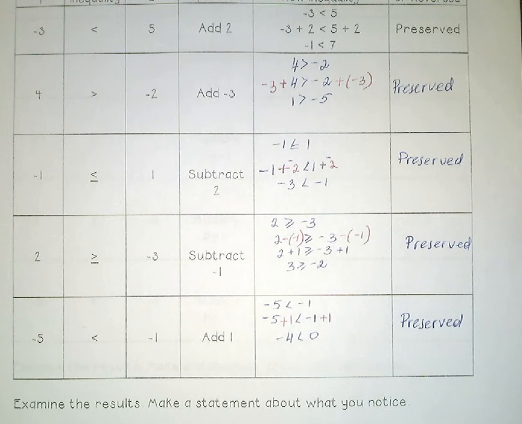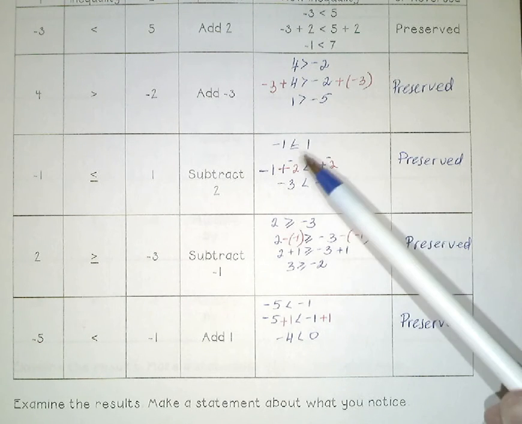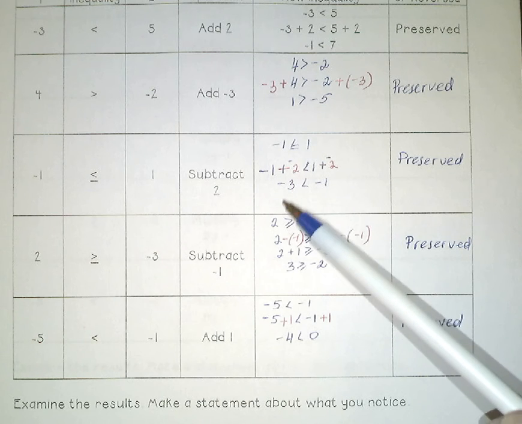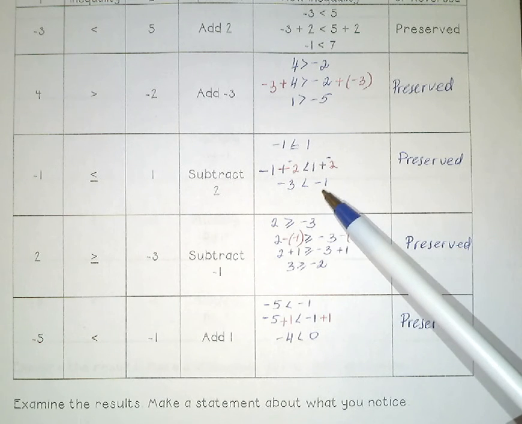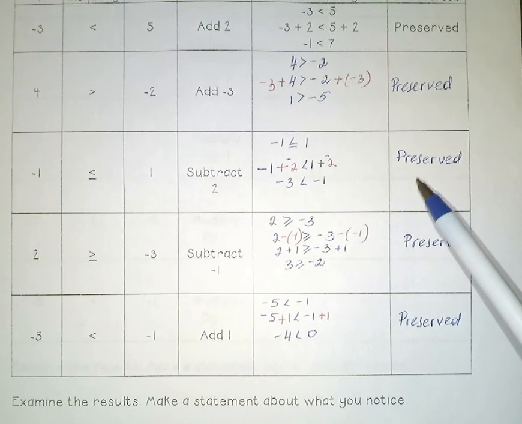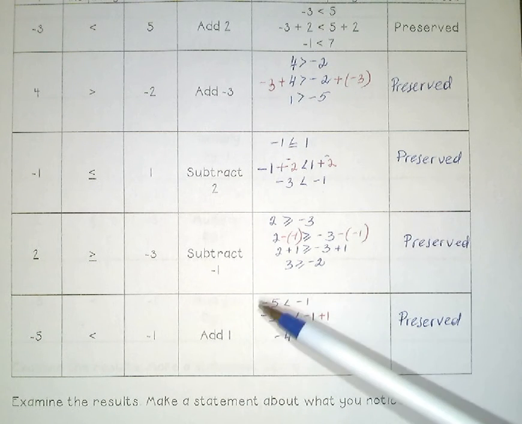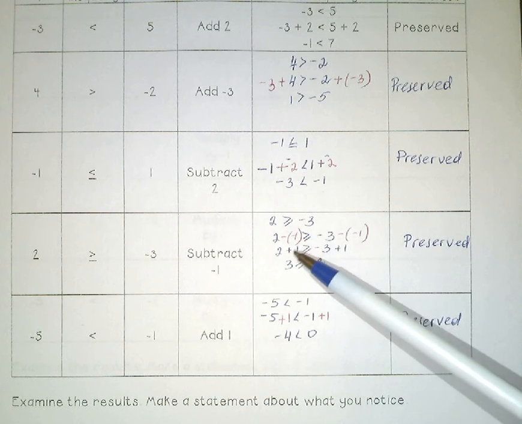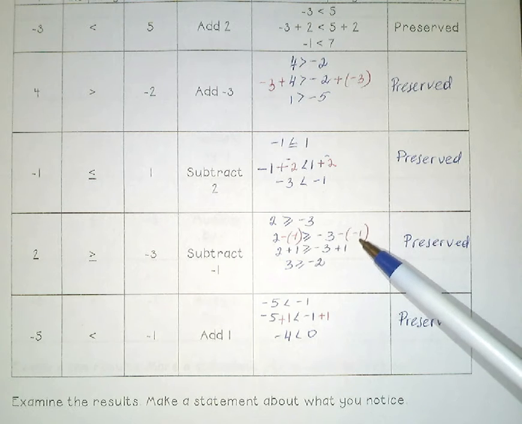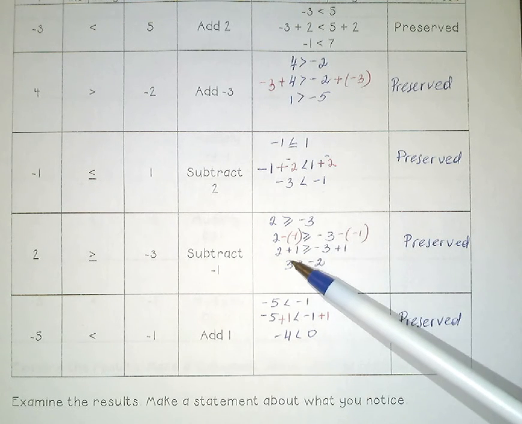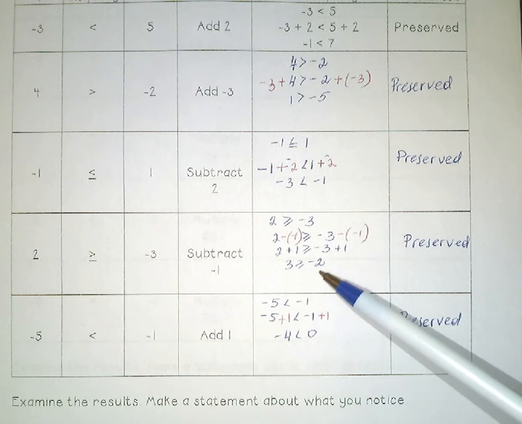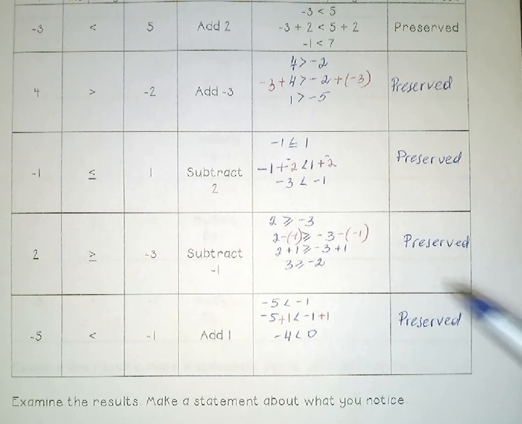Let's take a look at these 3. I have -1 is less than 1, and after I subtracted 2 from both sides by changing it to add the opposite, I got -3 is less than -1. Since this is still a true statement, my sign is preserved. Now I have 2 is greater than or equal to -3, and I have to subtract -1 from both sides. When I subtract the -1, I add the positive 1 instead, and I have 3 is greater than or equal to -2. It is still a true statement. The sign is preserved.